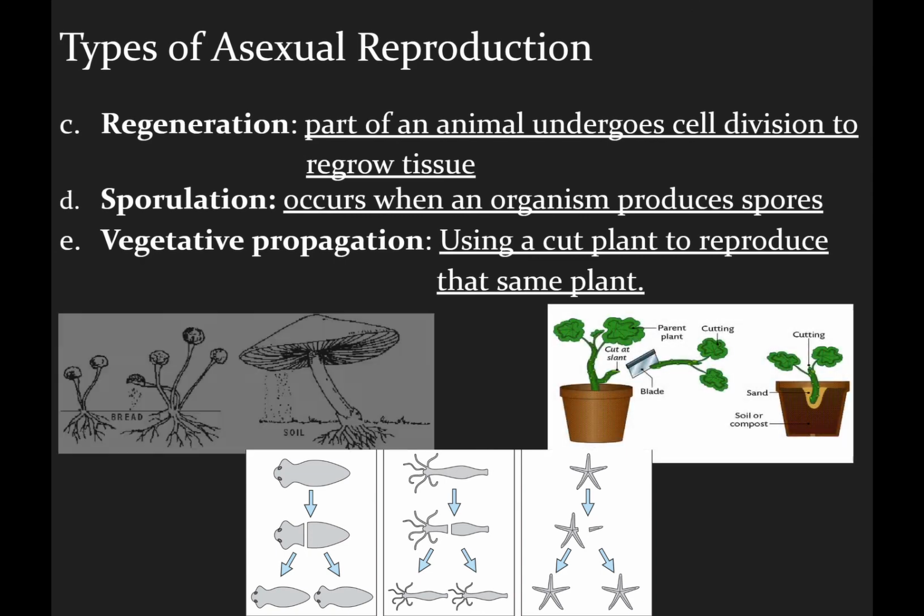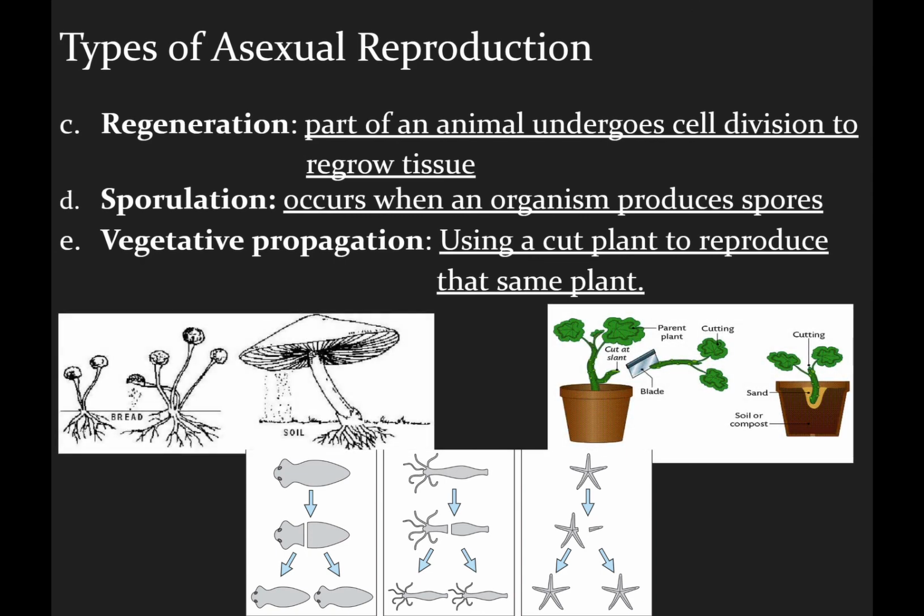Now, vegetative propagation. Let's look at sporulation first. Sporulation is when they have little spores. That's really about it. The spores spread out and then they become new organisms. And vegetative propagation is basically you cut a piece of a plant, put it in dirt, and boom, you just made a clone of that plant, right? So you can clone plants very easily. I'm just going to cut off a part of it, and then it's going to grow. Okay?